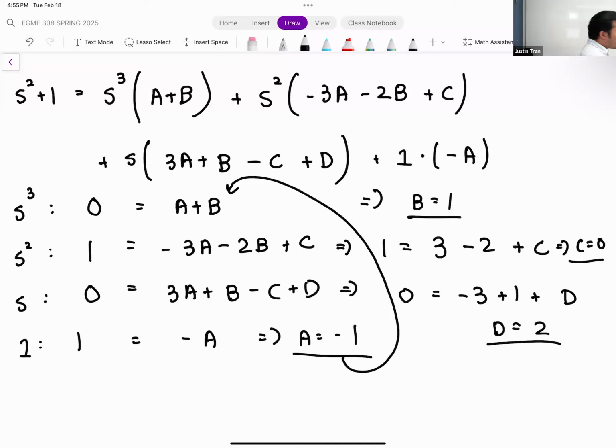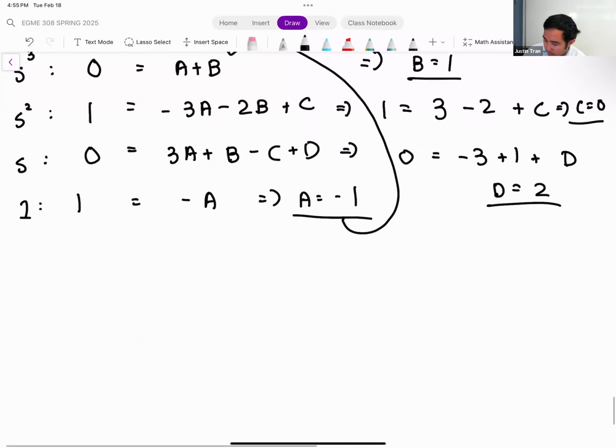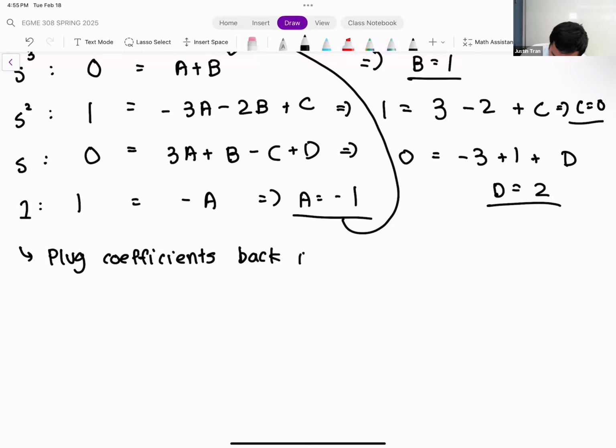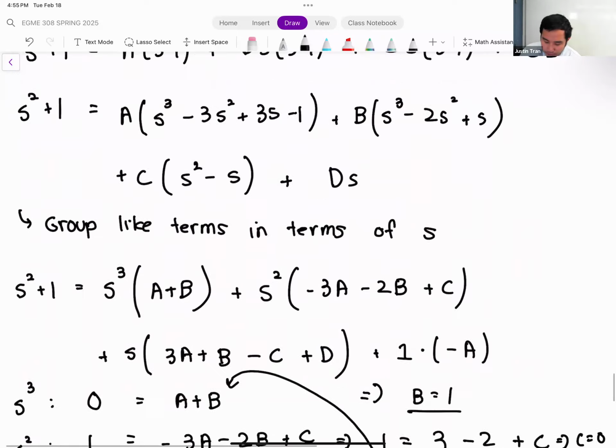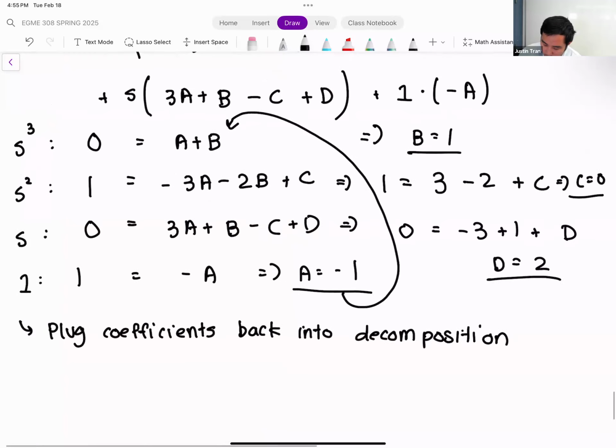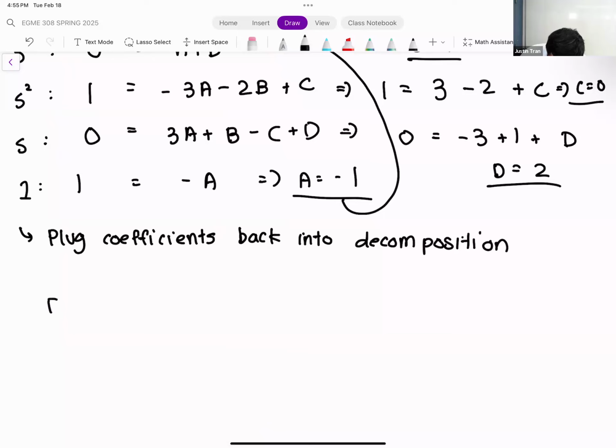Okay. So it's a scary system of equations, but luckily everything was fairly well sequenced, and so we were able to solve for all of the unknowns there. All right. So let's plug this back into our decomp. We plug these coefficients back in. We have A over s, and a is minus 1. So we have f of s is equal to minus 1 over s.